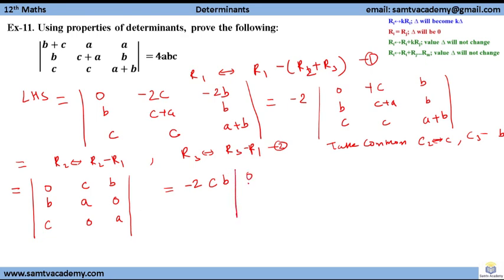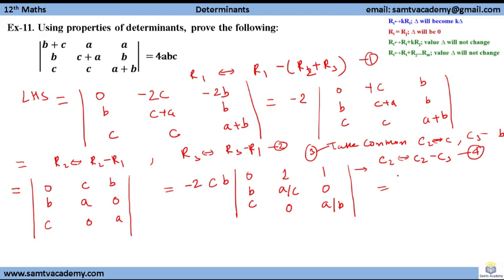First column we will write as it is, 0, BC. From here we are taking common C. So it is 1 here, A by C, and here it is 0. Similarly here it is 1, here 0, here A by B. Now one step more we are doing here. We replace C2 with C2 minus C3. This is the third step, and this is the fourth step.